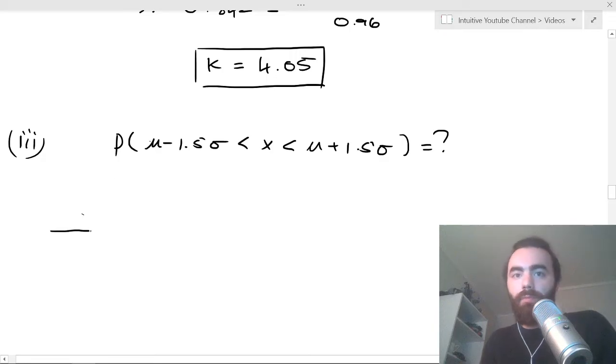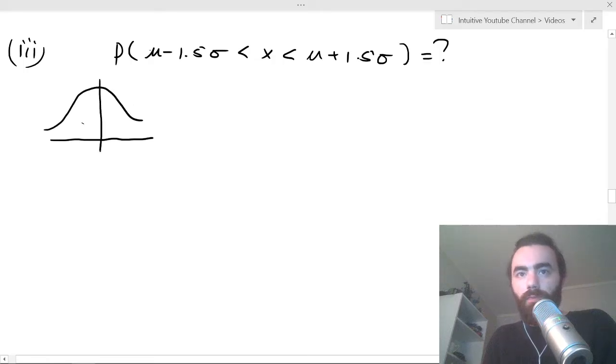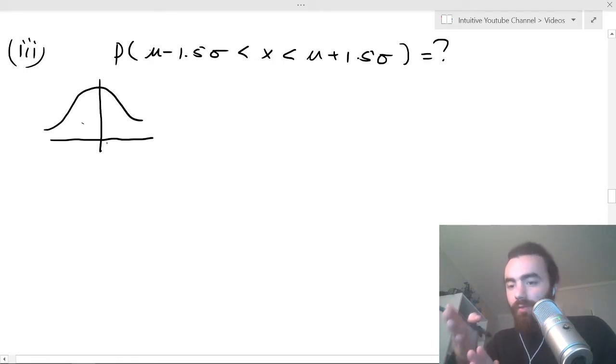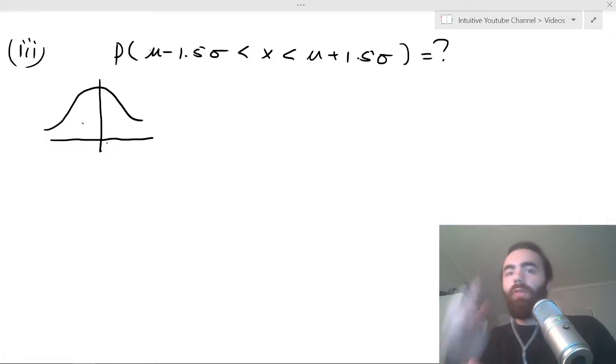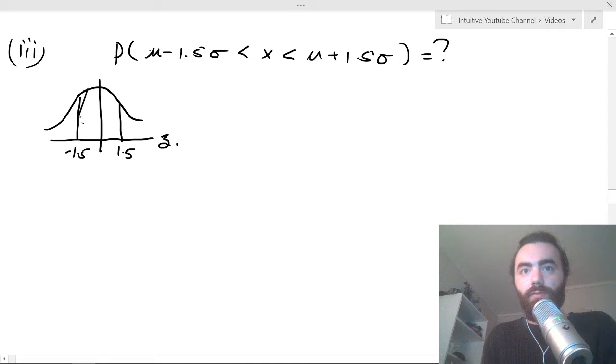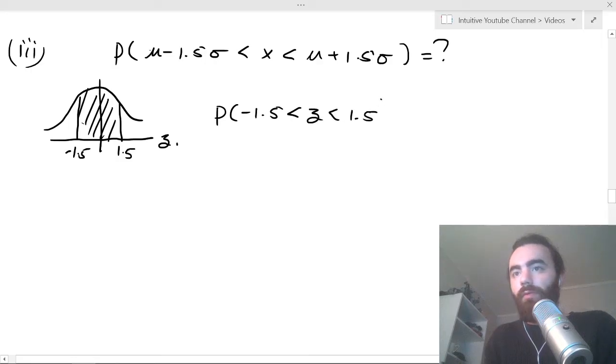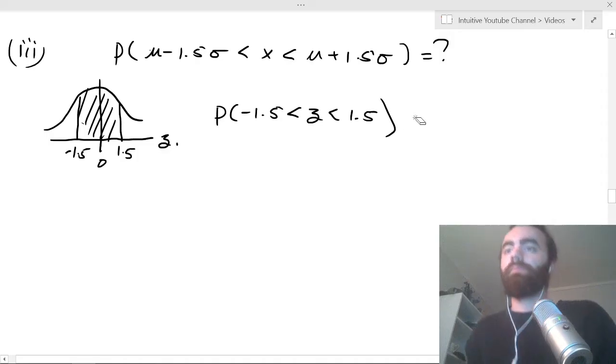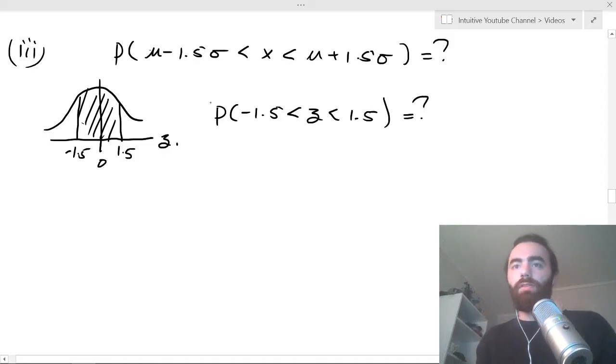But if you just think about it, the z value of 1.5 here means 1.5 standard deviations from the mean. That's what the z-value means. If you don't, you need to go and understand that. So basically this is just asking you for this. This is the same as saying the probability that z is between minus 1.5 and 1.5. So if you find this, you can find that.